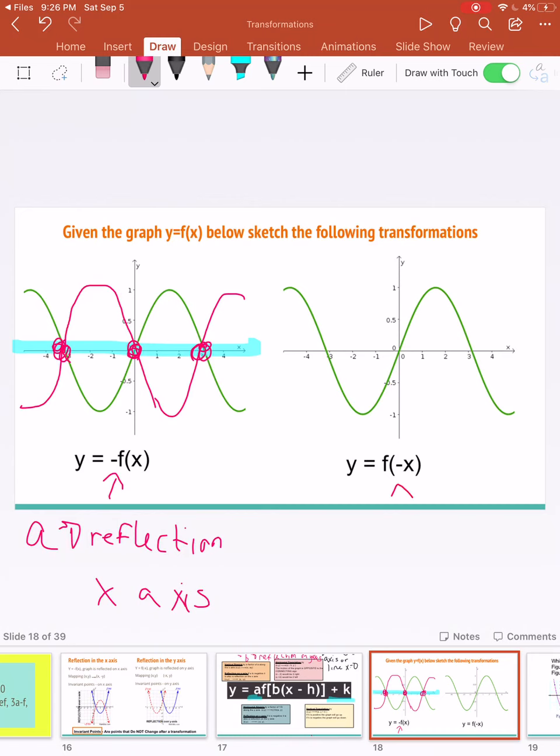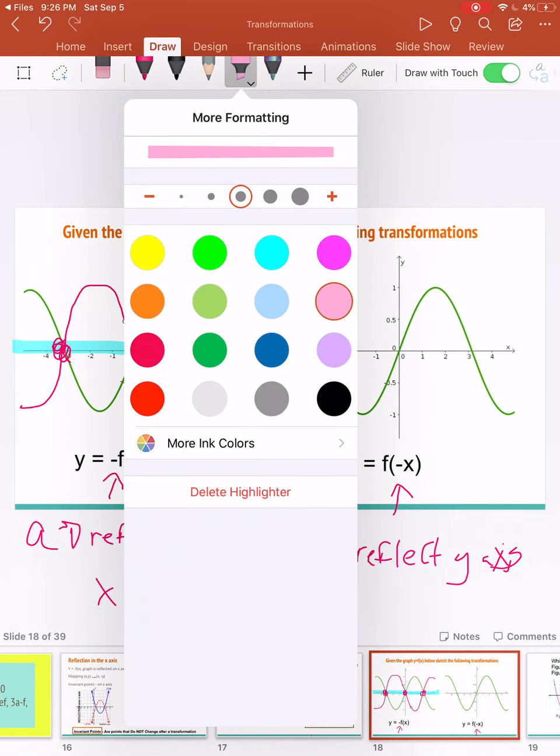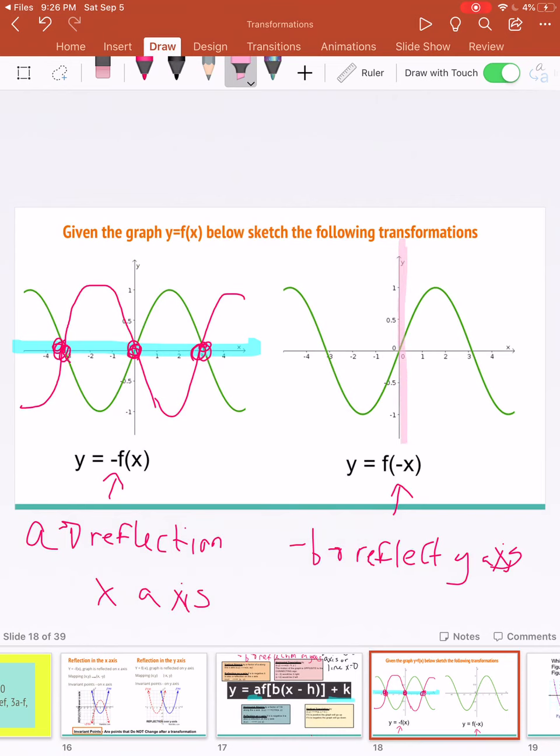Here, notice how the negative is inside the bracket. So that would be a negative b value, which would be a reflection along the y-axis. Now our y-axis becomes that mirror that we're flipping the graph along. Notice how you actually end up with the same graph, and that's just the nature of this particular graph. That won't happen with most graphs. So in this case, because we're reflecting on the y-axis, our invariant points would be any point on that y-axis.